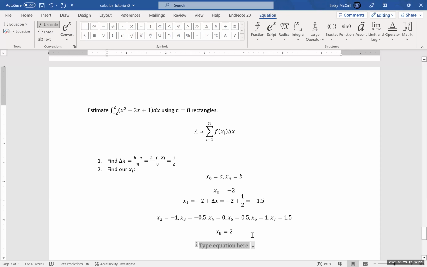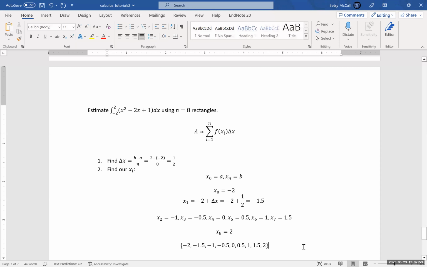And so I'm just going to list these in a set in order so that I can refer to them more easily. Negative 0.5, 0, 0.5, 1, 1.5, 2. All right. So those are our values.